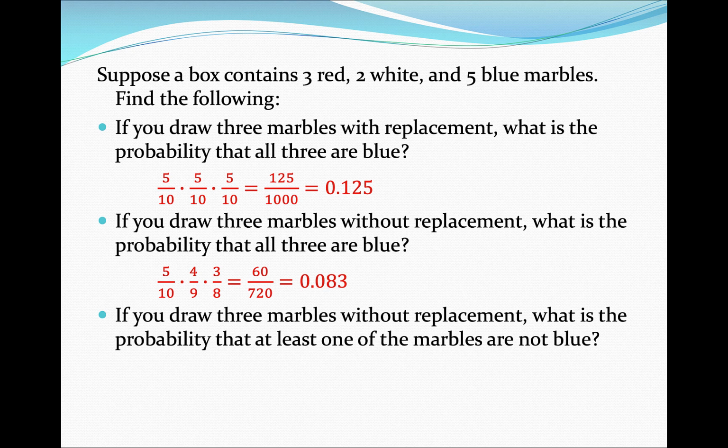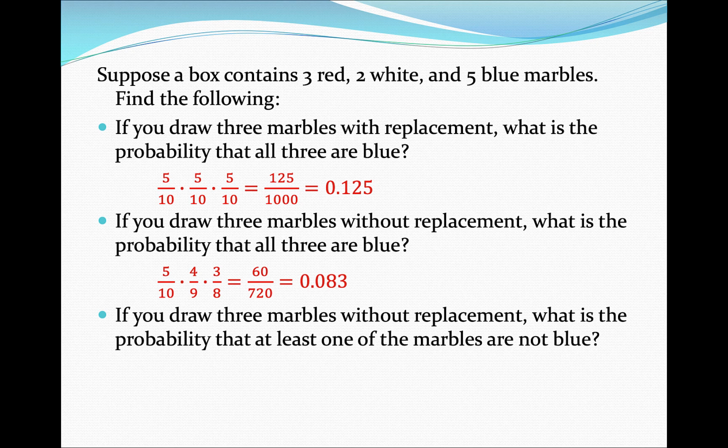But there's an easier way to do this. This is where the complement rule comes in, and it's where it's very useful. If you think about the complement of having at least one of the marbles not blue, the opposite of that, or the complement of that, is that they're all blue, right? So since the complement of this probability is that they're all blue, that means we can just calculate the probability they're all blue. That's just one calculation. Subtract it from 1 by the complement rule, and that'll give us the probability that at least one is not blue.